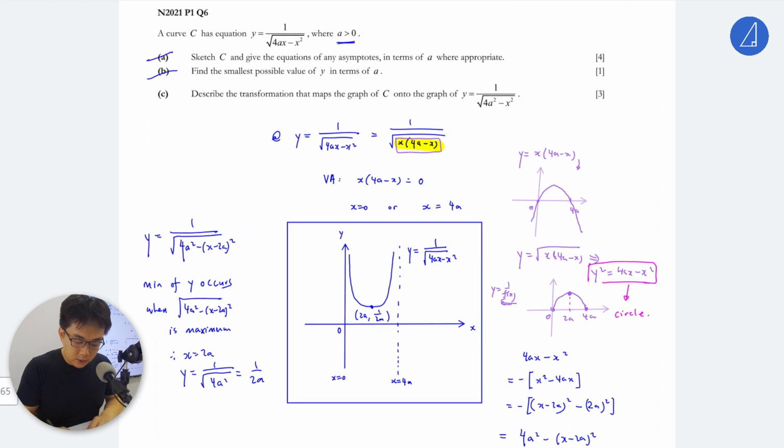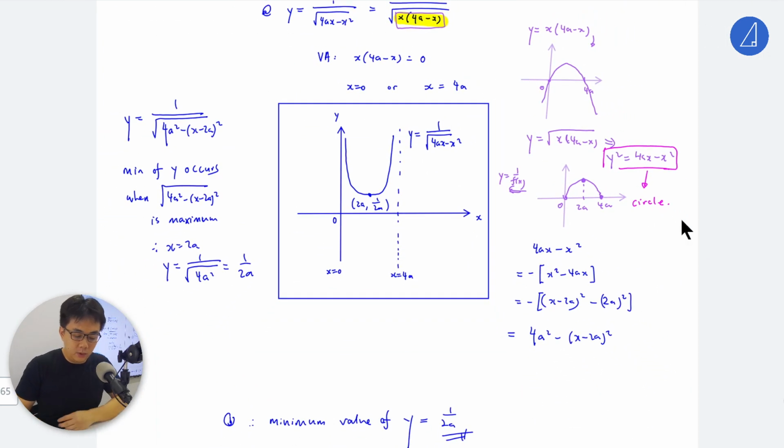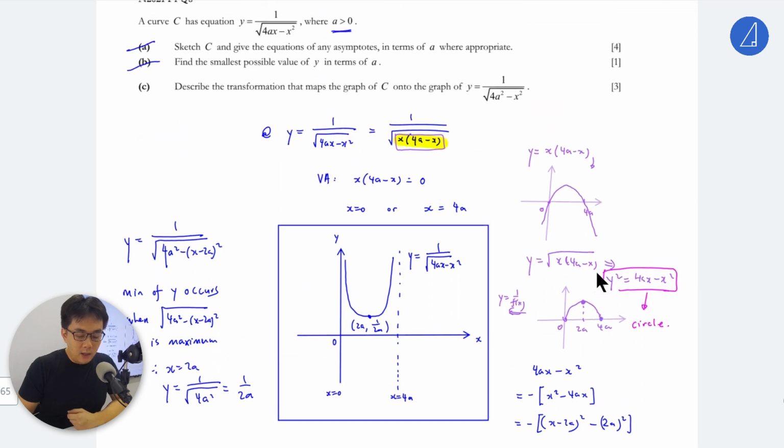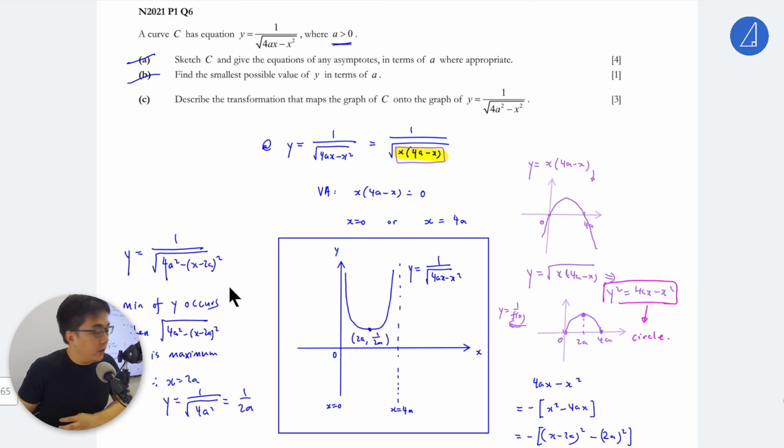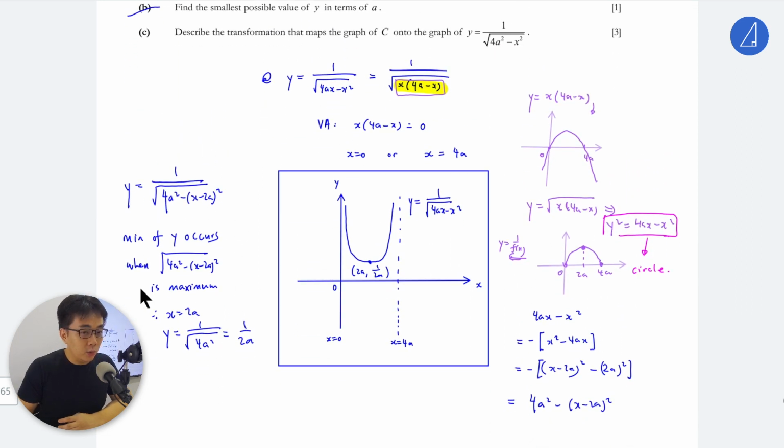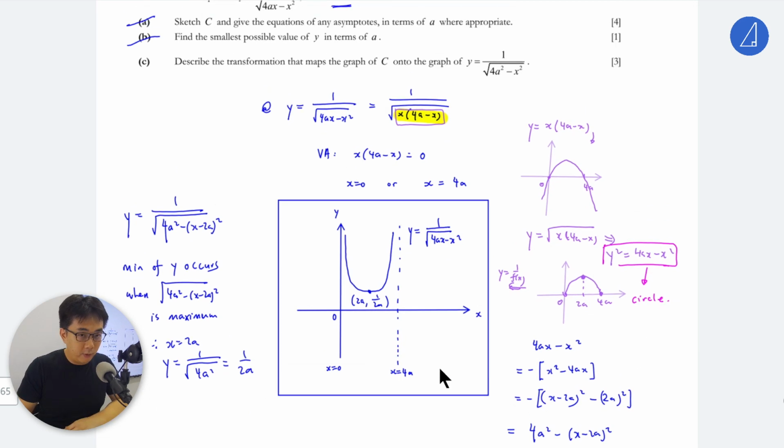So don't waste time doing all this. Don't waste time. I didn't read the question properly. So you don't need to do this one and this one. So this is just a very neat 4 marks.